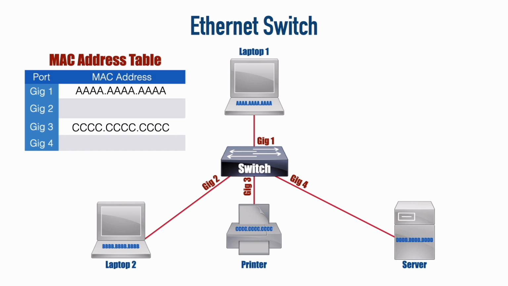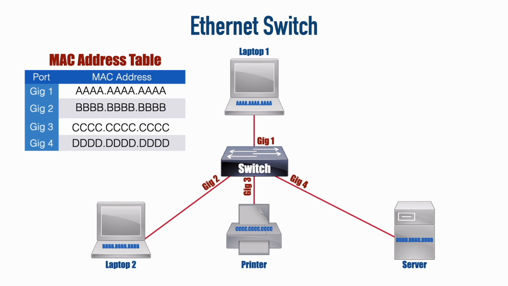Let's say that laptop 2 wants to communicate with the server. Same thing here. Initially, the switch does not know where the all D's MAC address resides, so it floods that frame out of all other ports. And when it does make it to the server, the switch learns a couple of things. It learned from that frame coming in on gig 2 that the all B's MAC address lived off of gig 2, and then when the server responded to the laptop, it learned that the all D's MAC address lived off of gig 4.